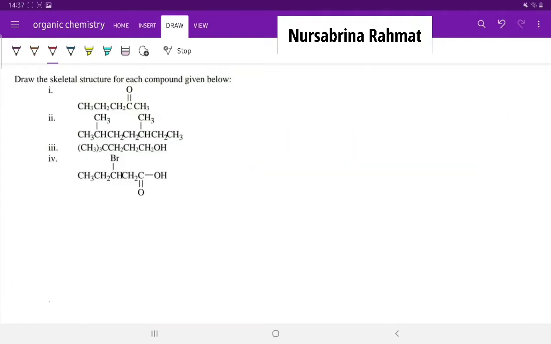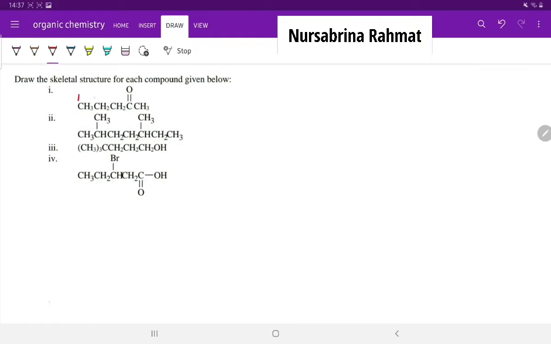Next questions, instead of writing down the condensed structure, now you will be given a condensed structure and you need to draw the skeletal structure for the given compound. In order to draw the skeletal structure, you need to find out how many carbons are present for the backbone. So let's look at question number 1.